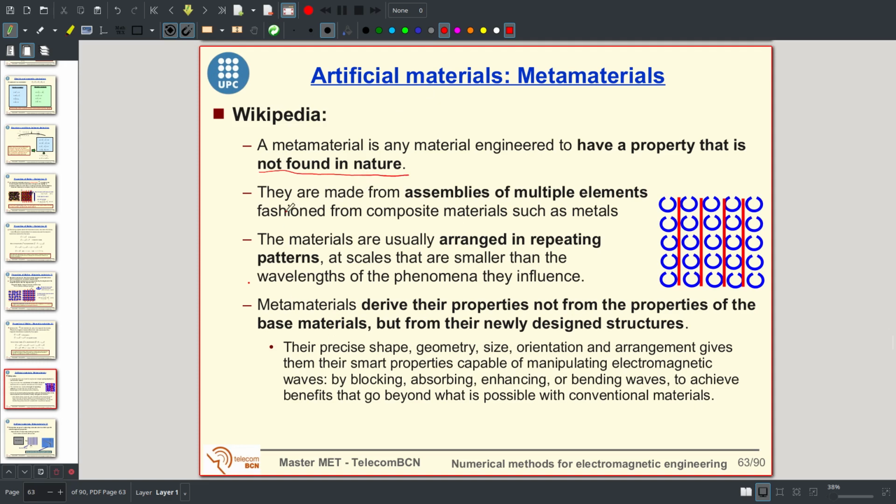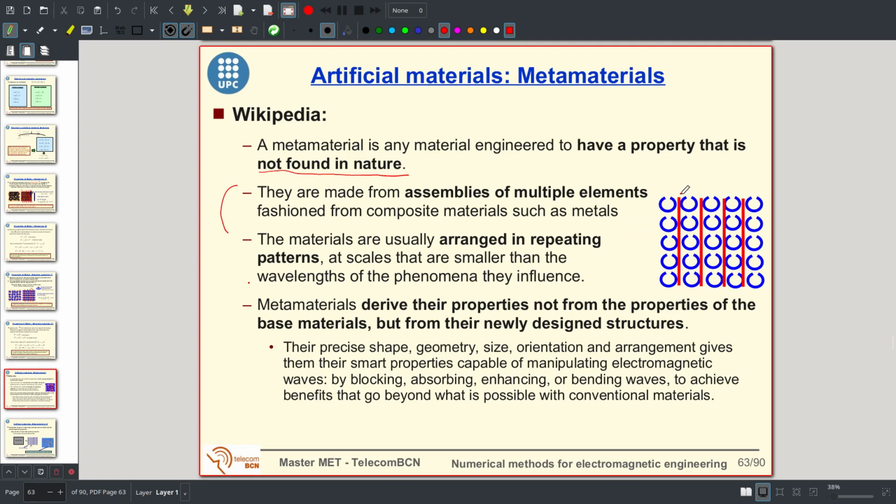Well, Wikipedia says that they are made from assemblies of multiple elements fashioned from composite materials such as metals, and in acoustics we could also use plastics, etc. But here we concentrate in electromagnetics, and in electromagnetics we use metals. Okay? Also dielectrics. Well, of course we could also use dielectrics, but essentially metals.